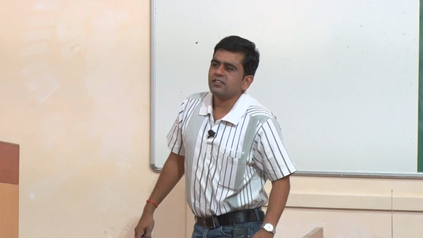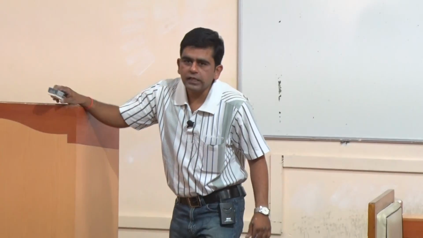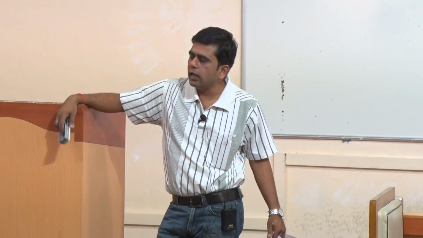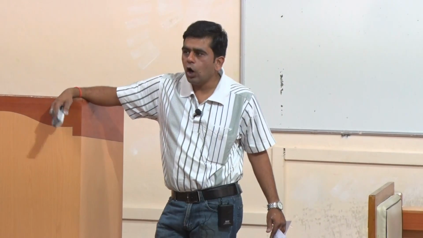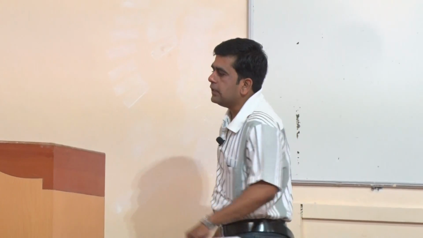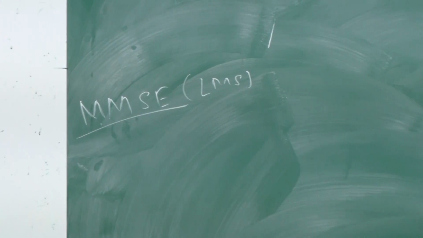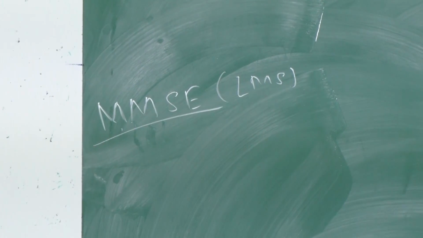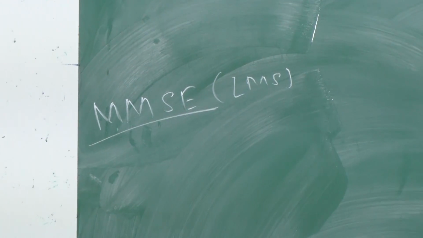We have to minimize the error which occurs in your communication channel. This error might be due to quantization noise, detection noise, white Gaussian noise, or intersymbol interference noise. So we require some estimation. So give a heading: mean square error, LMS, least mean square error, or minimum mean square error.